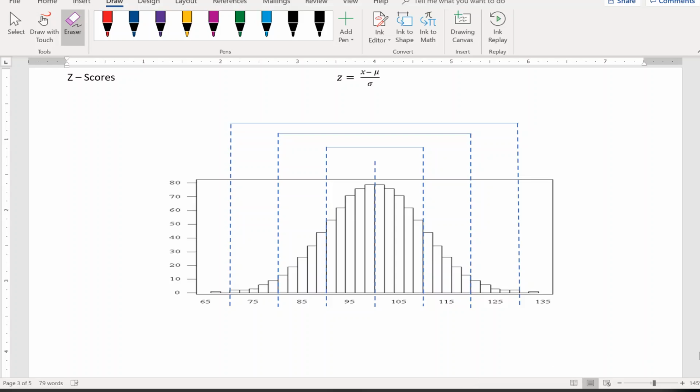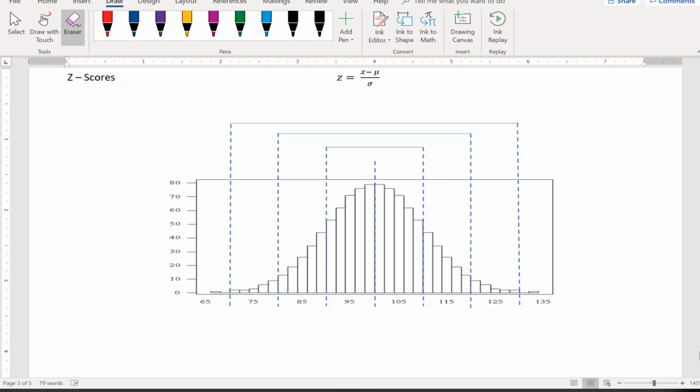In statistics, we use something called z-scores, and a z-score is associated with a particular data value. It is the number of standard deviations the data value is above or below the mean.